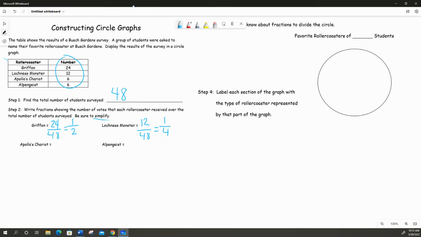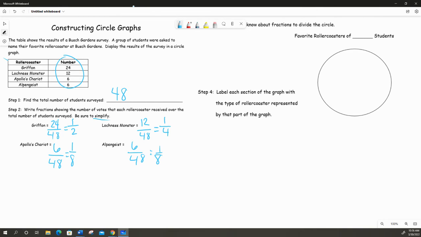Now, looking at Apollo's Chariot and Alpengeist, both of those have the same number of likes, so we're going to end up with the same data for that. For Apollo's Chariot, there were 6 out of the 48. Both of these numbers are divisible by 6. 6 can go into 6 once, and 6 can go into 48 eight times. So we end up with an eighth of the students liking Apollo's Chariot, which means that an eighth of the students will also like Alpengeist, since that information is exactly the same.